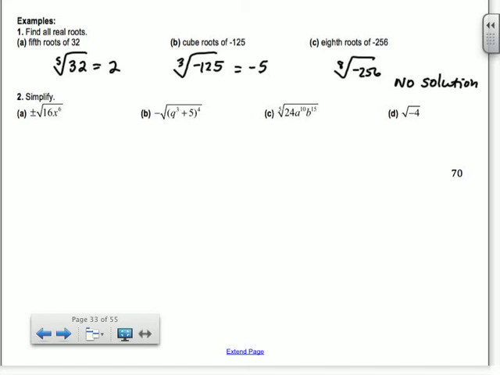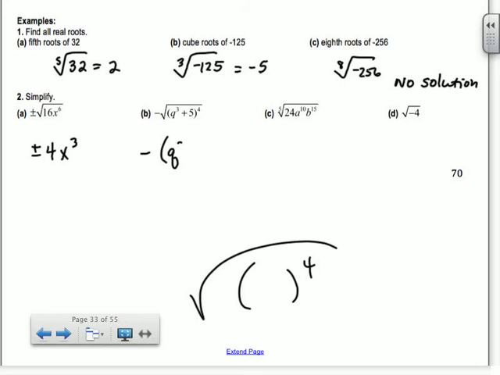Okay, so number 2, simplify. So I'm going to have plus or minus. Since I have the square root of 16, the square root of 16 is 4. What's the square root of x to the 6th? So what do you multiply by itself 2 times to get x to the 6th? X to the 3rd, right? Okay, so on the next one, I'm going to have the negative out front again. So I have something to the 4th and then under a square root. So I would multiply that something by itself twice to get something to the 4th. So I'm going to have q cubed plus 5 squared.